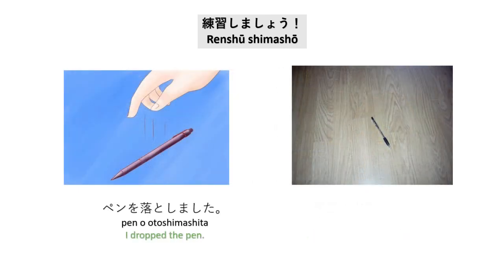Here we have pen o otoshimashita. I dropped the pen. So otoshimashita comes from otosu. To drop something. And the other is the pen dropped already. So pen ga ochimashita. Ochimashita comes from ochiru. So something drops.